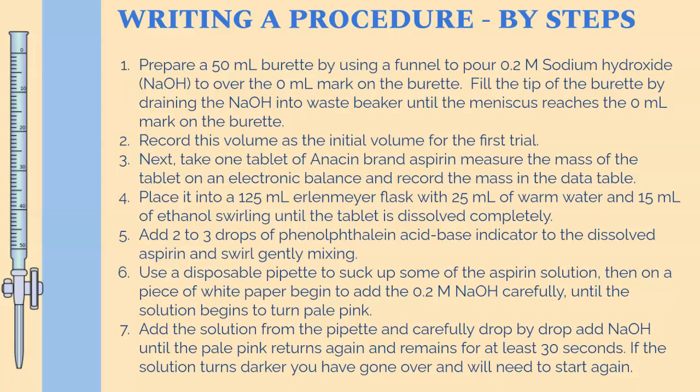If the solution turns darker, you have gone over and will need to start again. The whole point of the pipette is to help you find the point at which you need to start going more slowly. In the whiskey business, they're called whiskey thieves. We call them the titration thief. It helps us prevent having to start over, and once you've done a bunch of titrations, it's going to be easy to do.